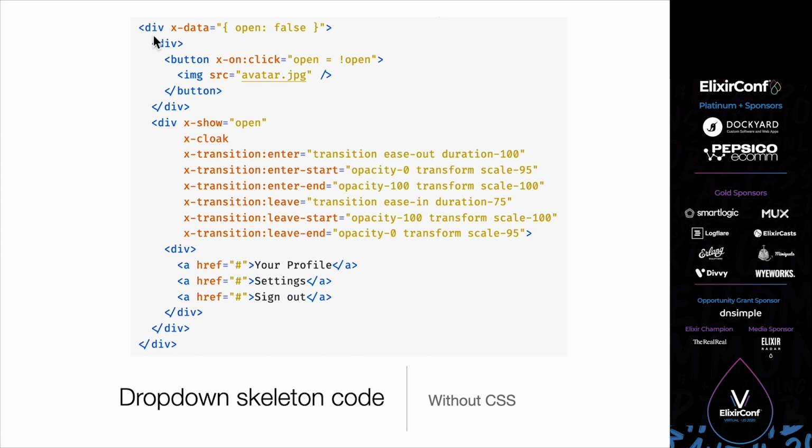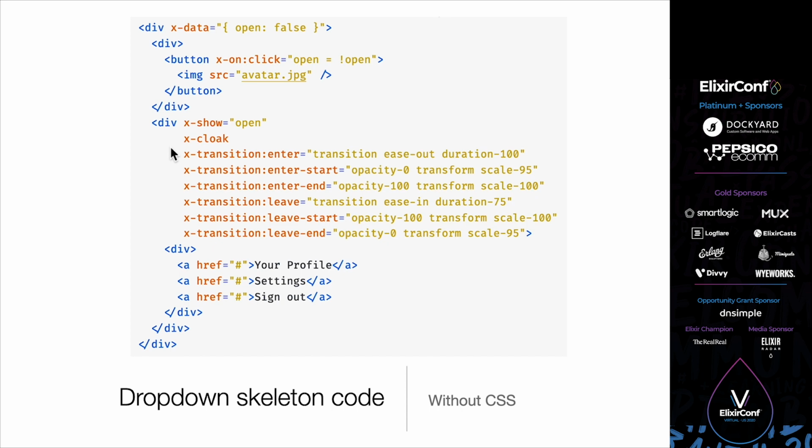So we initialize our Alpine component scope using the x-data directive. Here we have one data property, open, which is initialized to false. Our button, which is just the avatar, has an event listener. It has a click handler, and all it does is toggle open between true and false. x-show will determine whether this element and all child elements are displayed. So if open is true, this will be displayed. If it's false, it will be hidden. We use x-cloak to hide the dropdown on the initial render.